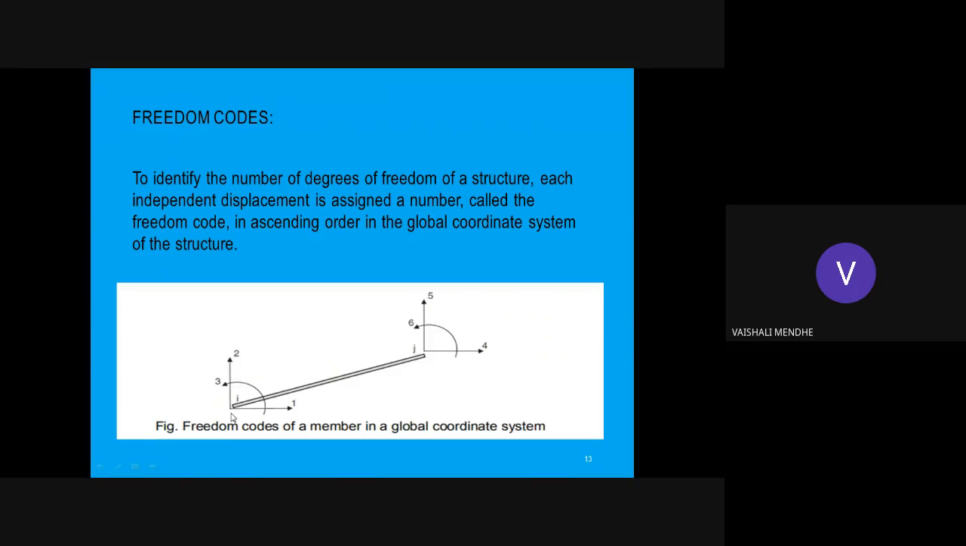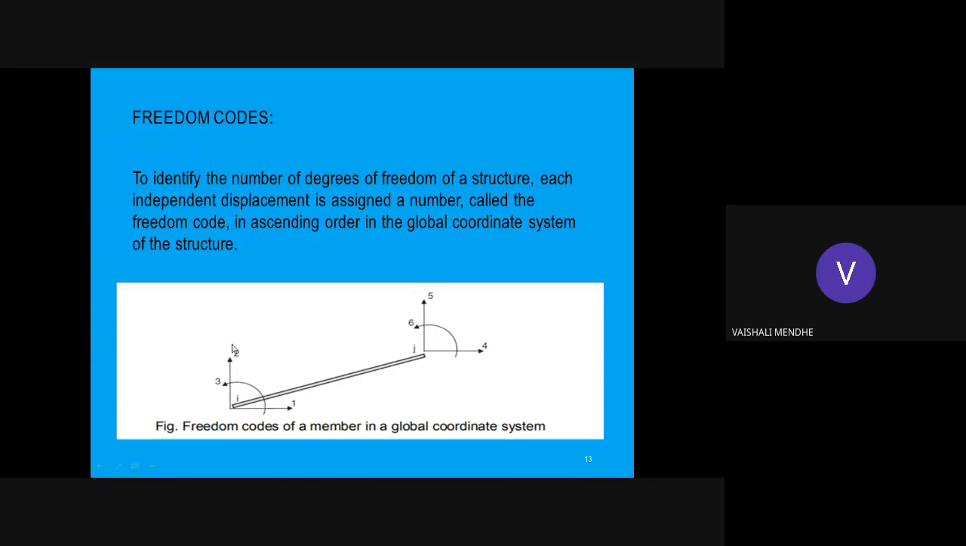Freedom code means the coding along which the displacement is possible. Freedom means free to move. So, to identify the number of degrees of freedom, we assign a freedom code. There is also another coding called the restraint code. Restraint means displacement is not possible, so a restraint code is the coding along which the displacement is not possible.